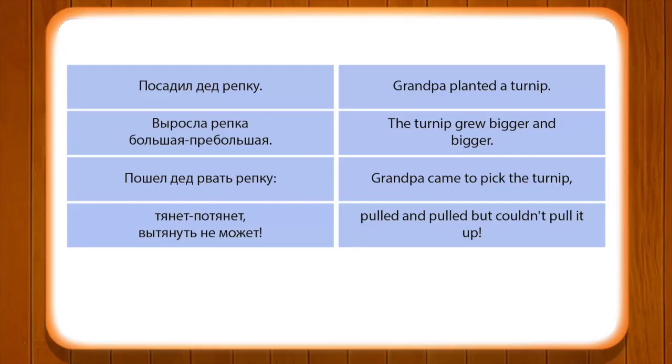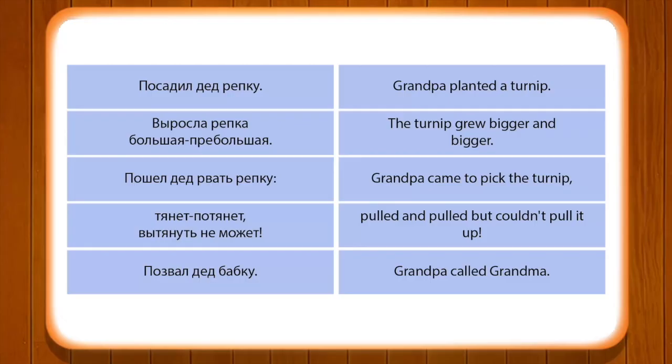So the next sentence is Pazwal jet baapko. That means to call somebody. So here, if you simplify it, jet pazwal baapko. That means the grandfather called grandmother. Of course, his wife, not his grandmother but his wife.